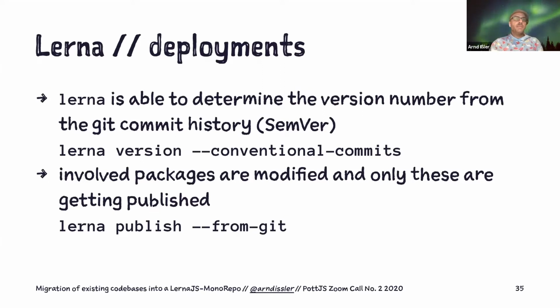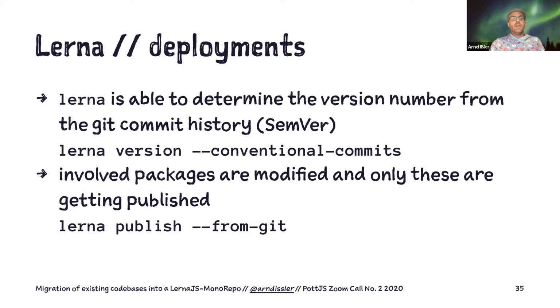Lerna is able to determine the version number, as already said, from the Git commit history with SemVer. So lerna version with conventional commits is deriving the number. If you say, hey, this is a feature, then it raises the minor version; if this is a breaking change, the major version. If you say, hey, this is a fix, then Lerna is only raising the patch version.